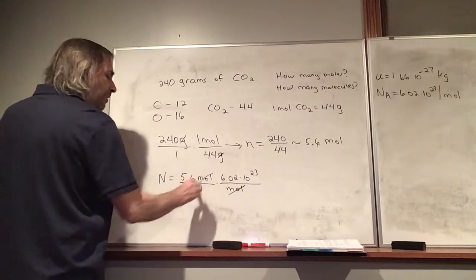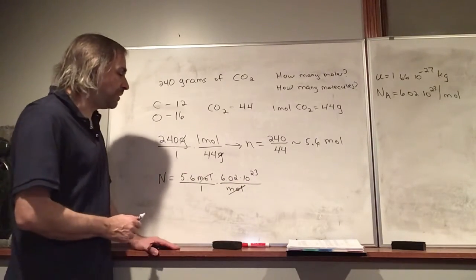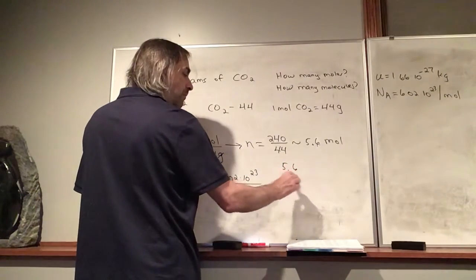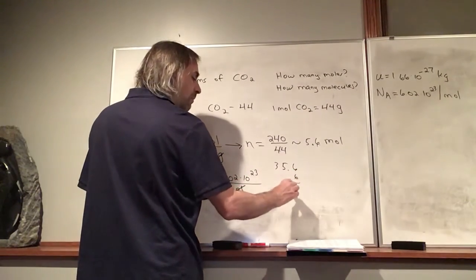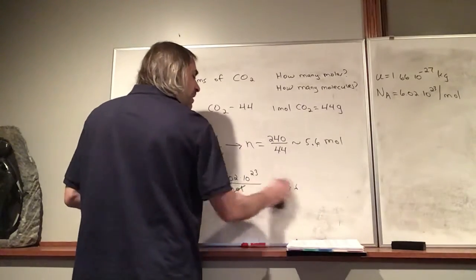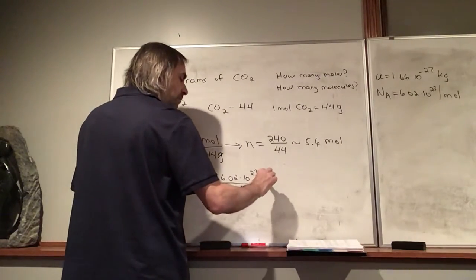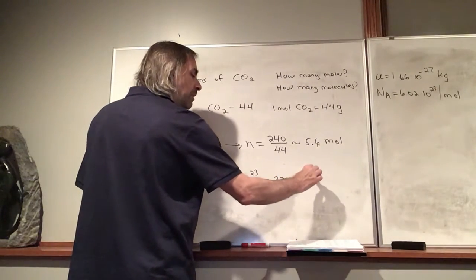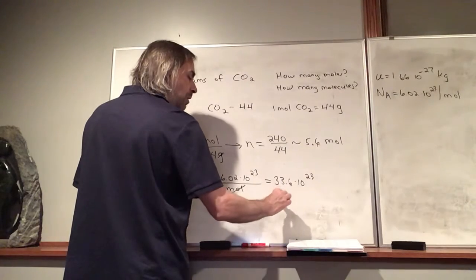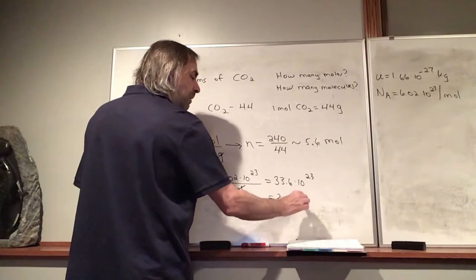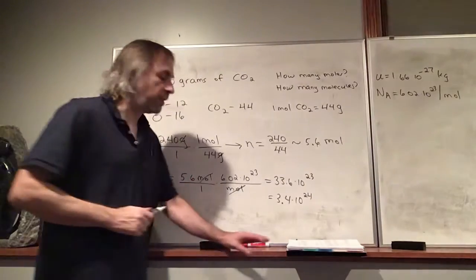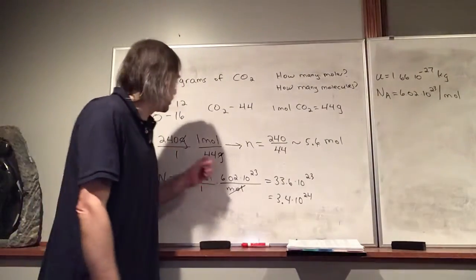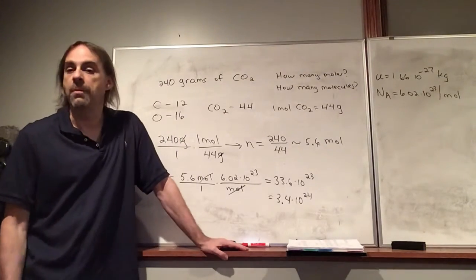So the moles cancel. So 5.6 times 6.02, just going to round off a little bit. We end up with 33.6 times 10 to the 23rd power. Let's say around 3.4 times 10 to the 24th power. So that would be the number of molecules in 240 grams of carbon dioxide.